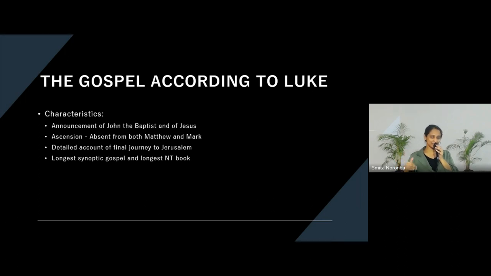So Jesus giving the Great Commission and his ascension, which is not recorded with the same amount of detail in Matthew and Mark. We have a very detailed account of Jesus going to Jerusalem before his crucifixion. The Gospel of John definitely is very focused on the passion narrative and on the crucifixion itself, but Luke gives this journey to Jerusalem in a lot of detail. And Luke is also the longest of the synoptic gospels and the longest New Testament book as well.